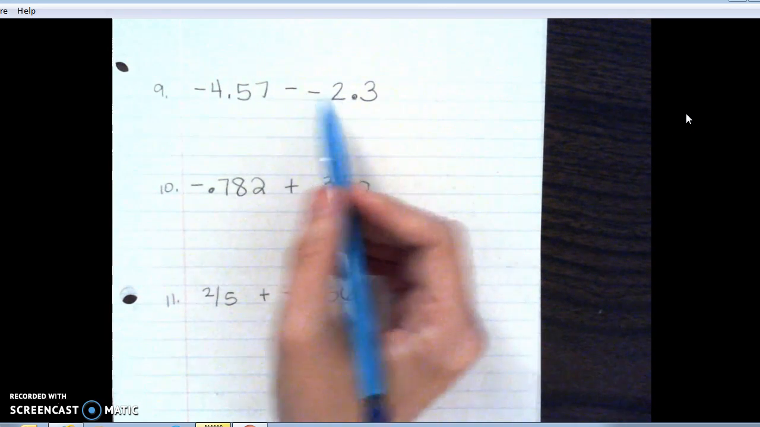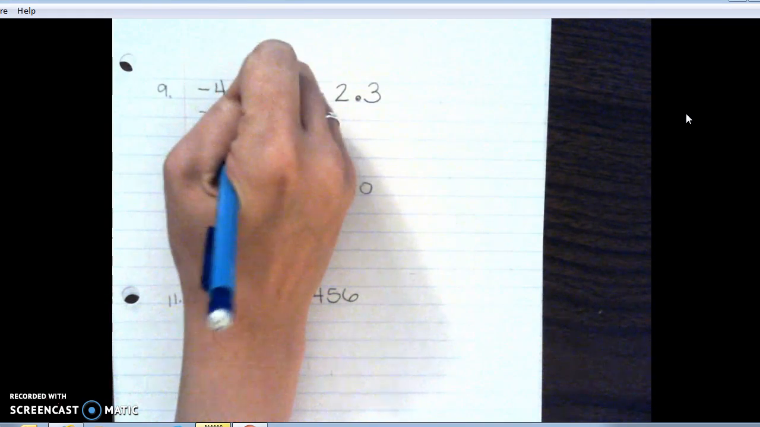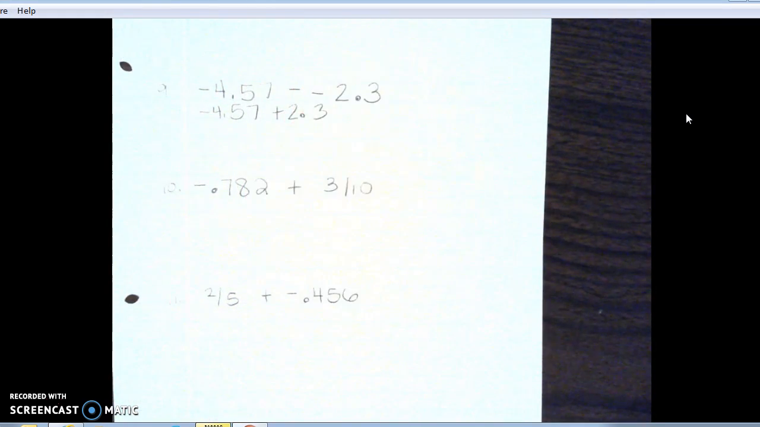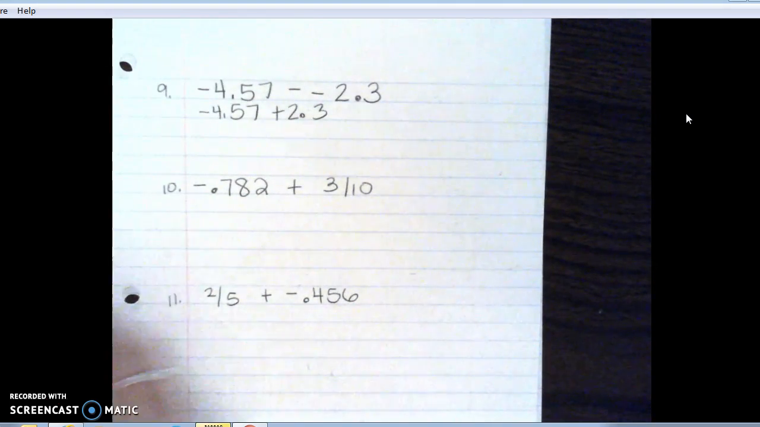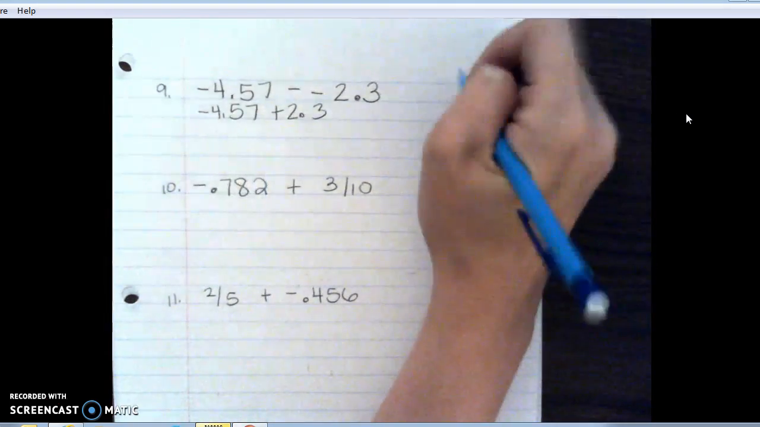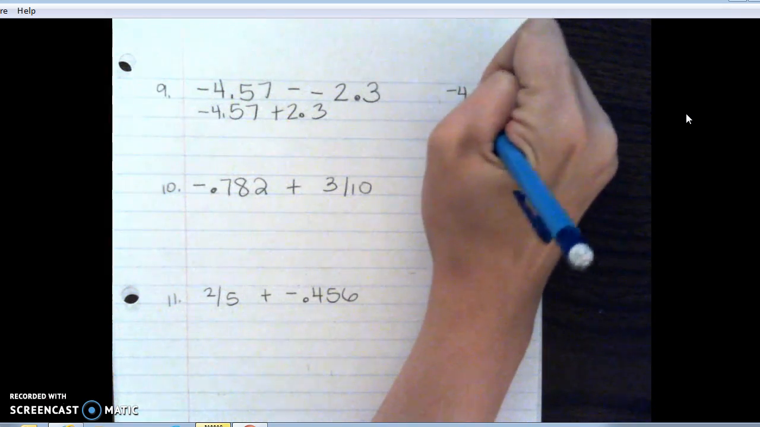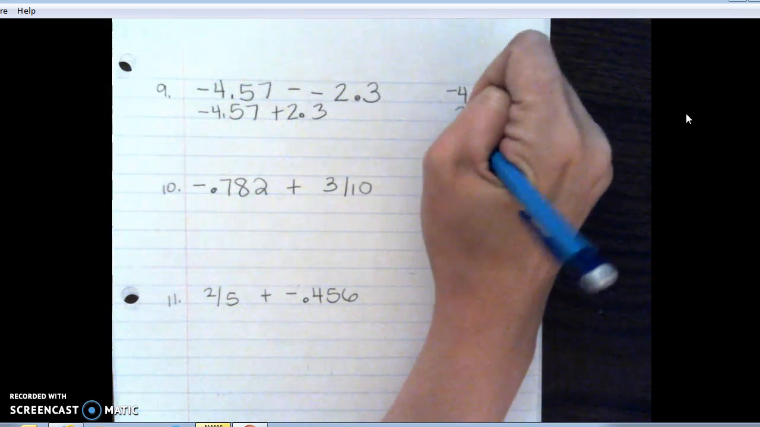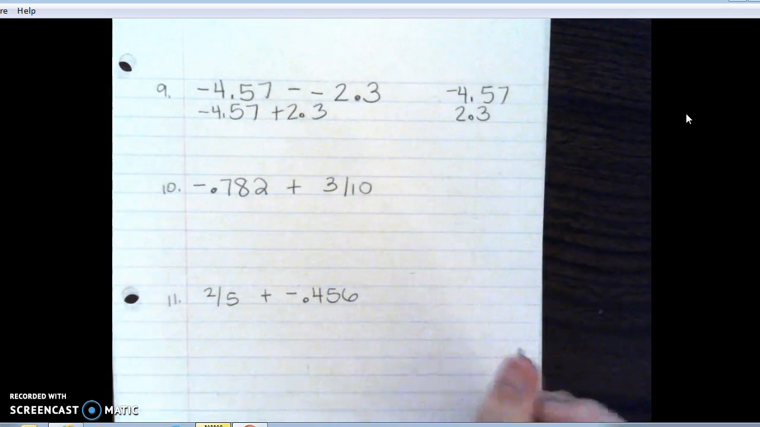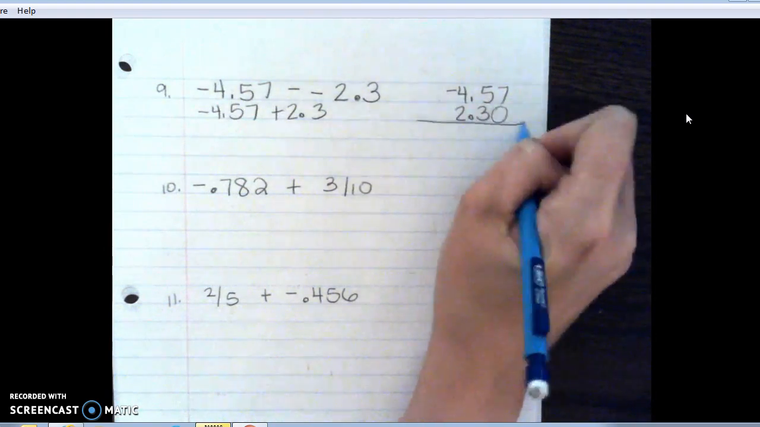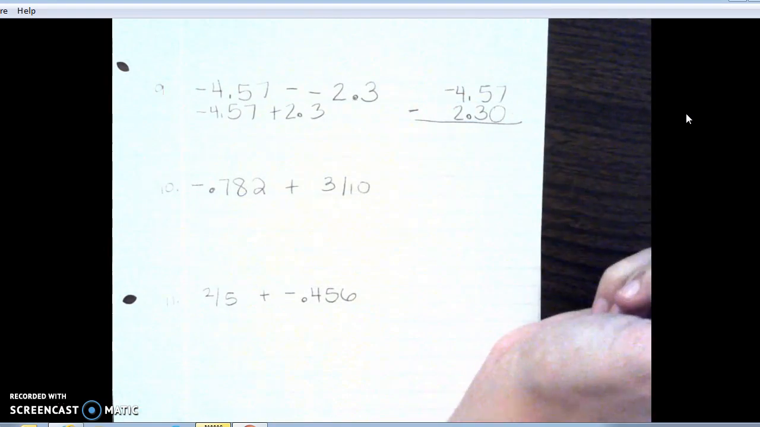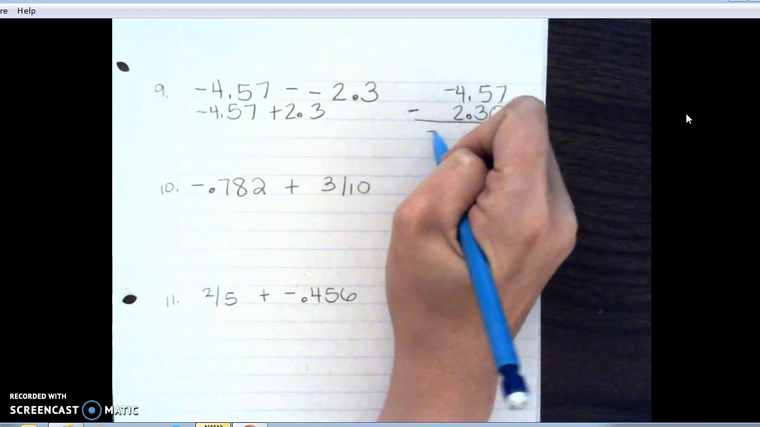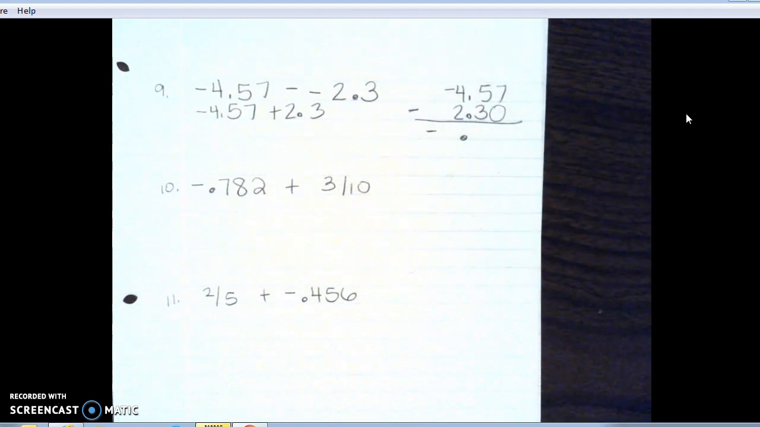So on this problem, it should be keep, change, change since it's subtraction. So I'm going to go ahead and do that as my first step. Keep, change, change. From there, that's telling me that I'm going to actually subtract these numbers because the signs are different. So I'm going to line up the decimals. I'm adding a 0 just so I have a number here. And I'm subtracting. Bring down the negative sign. Since the 4 is larger, I know that it's going to be negative.